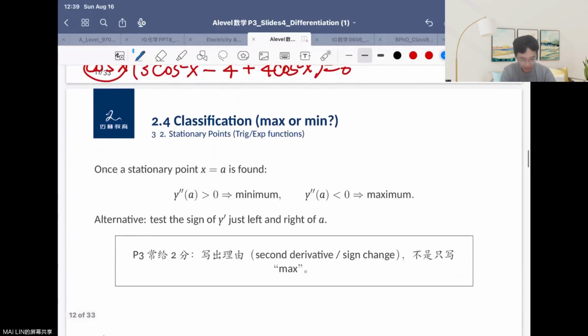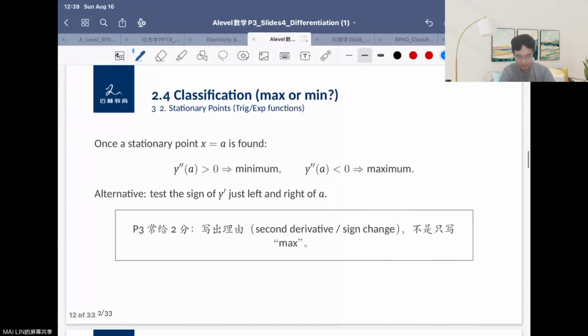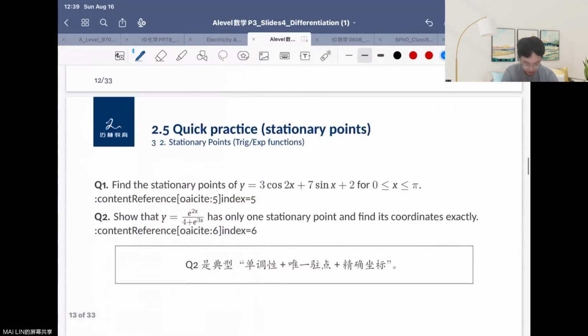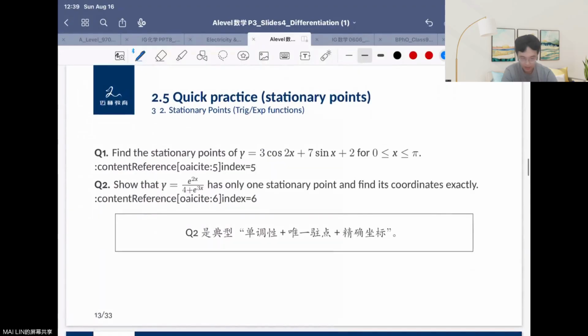Here we also have a classification. If the second differentiation is bigger than 0, that means a minimum point, and if the second differentiation is smaller than 0, that means a maximum point, right? We also have 2 exercises here, left for you to solve, okay?